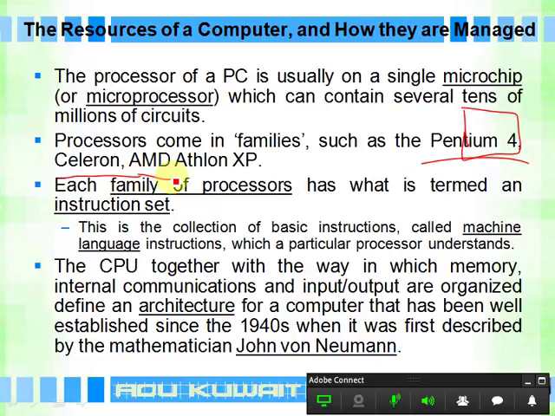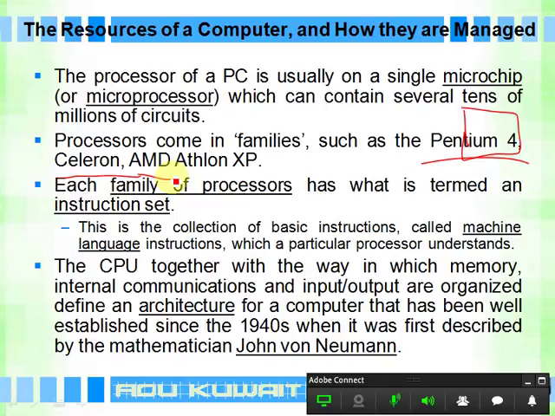Each family of processor has its own instruction set, that is how it is going to process the data. Every processor has its own style of processing the instructions. Everyone is different from the other, even i7 or i5. Yes, there is a difference. So this is the collection of basic instructions, called machine language instructions, which a particular processor understands.